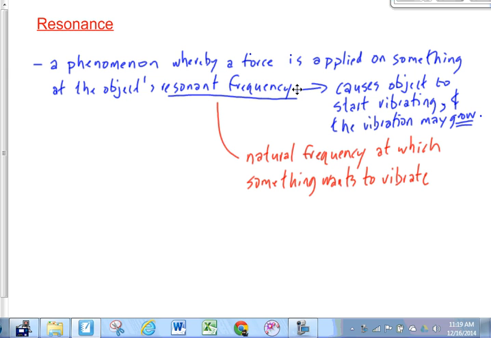But if I was able to match that, then that sound would grow. It would get louder and louder and louder and louder. The vibration grows if you match the resonant frequency with the force that you're applying. That's resonance. Where's an example of that? Okay, where's an example of that?